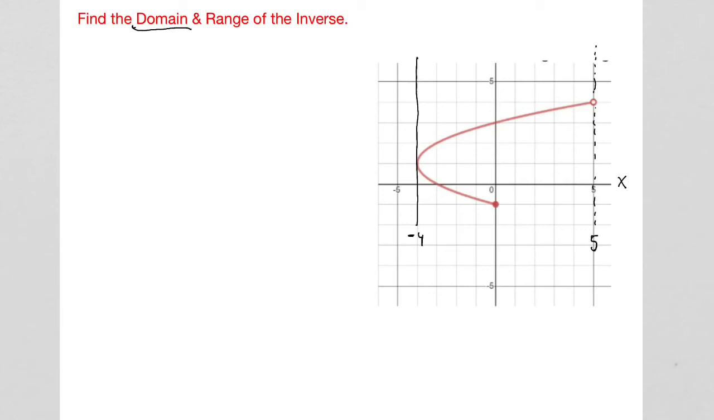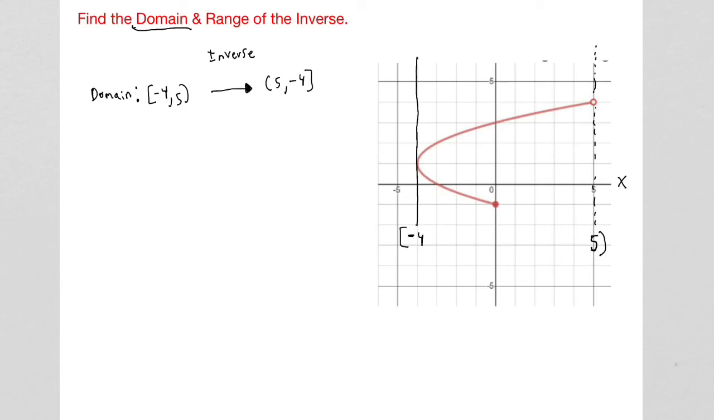5 has an open circle, so we're going to use a parenthesis, and -4 lies on a part of the graph in which the graph is continuous, so this is going to be a bracket. My domain will be from -4 in bracket all the way up to 5 in parentheses. And if I want to get the inverse of this graph, we're going to switch these two around. So now we get a parenthesis 5 and then -4 in bracket.